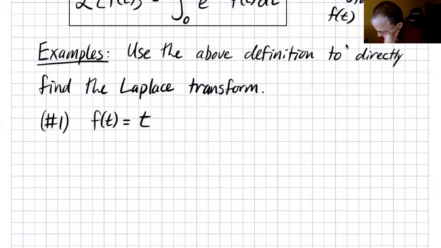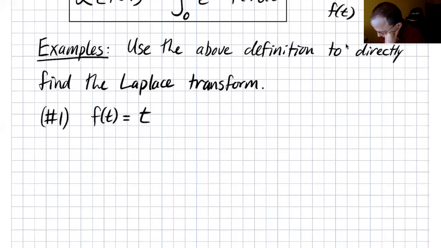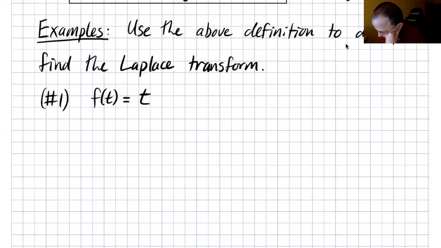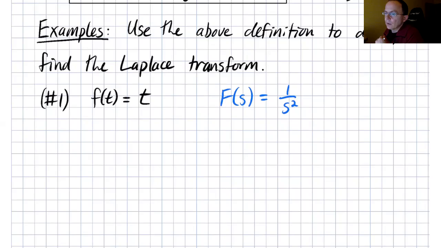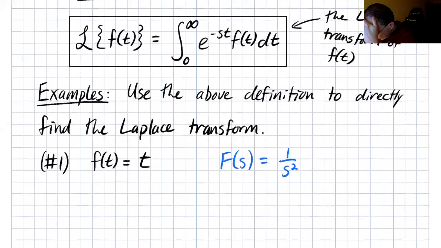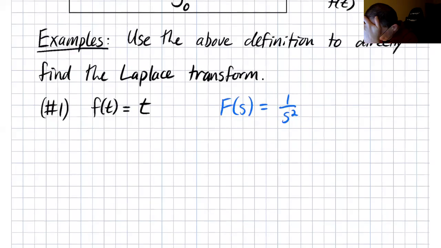Okay, let's give this a try. We're going to use this definition to directly find the Laplace transform of f of t equals t. And we know from the table of Laplace transforms that the Laplace transform of this function is 1 over s squared. We saw that last time. That's what we're expecting to get when we apply this definition. So let's apply the definition.